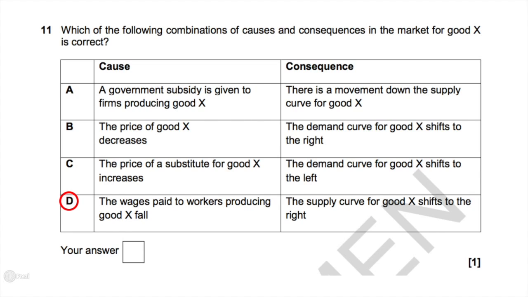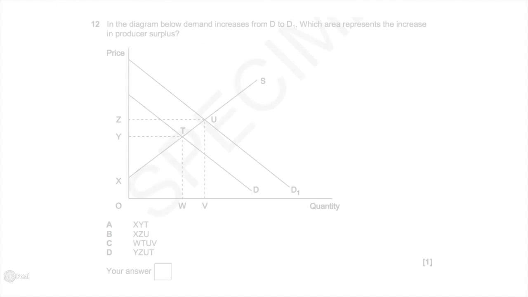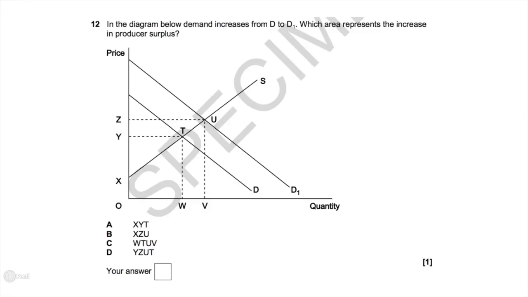Now we can look at question 12. In the diagram below, demand increases from D to D1. Which area represents the increase in producer surplus? So when we were initially at our equilibrium, we were at point T, where we had the demand curve D and S. Producer surplus is the additional amount of money that producers receive from selling the good.